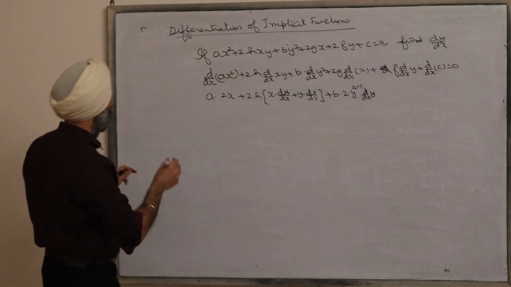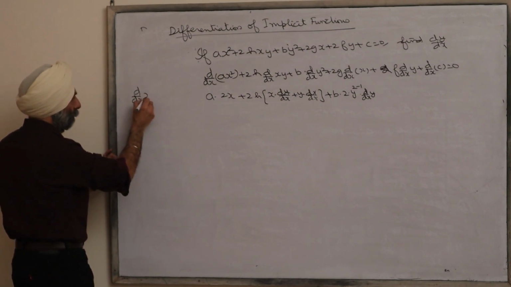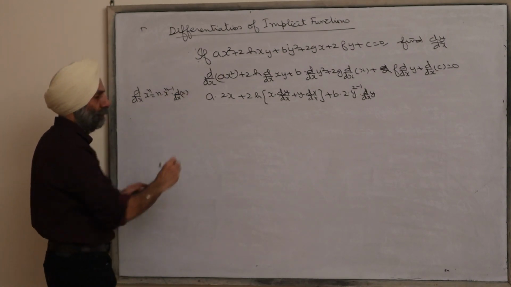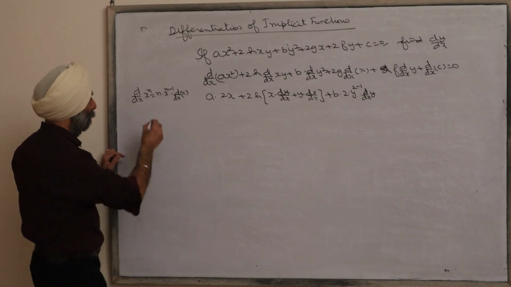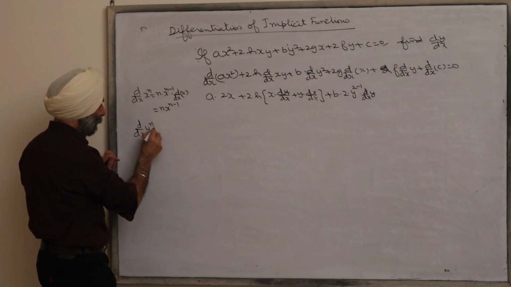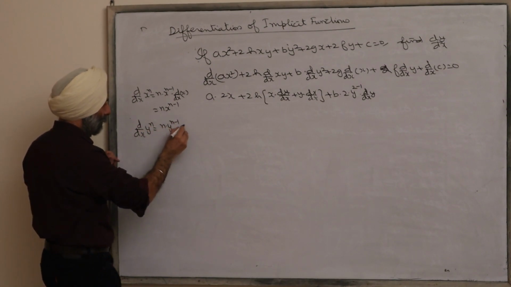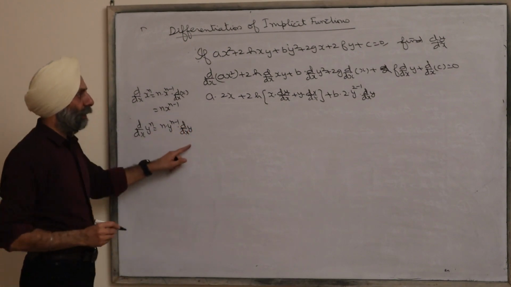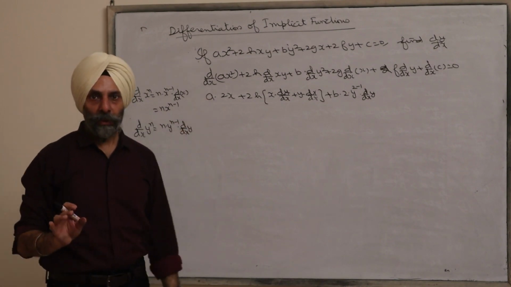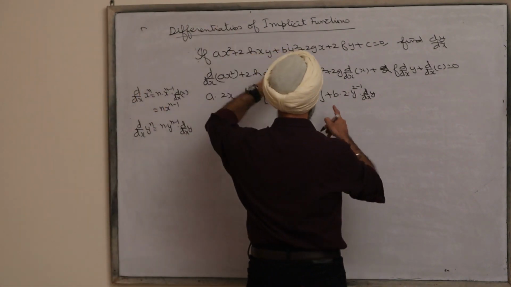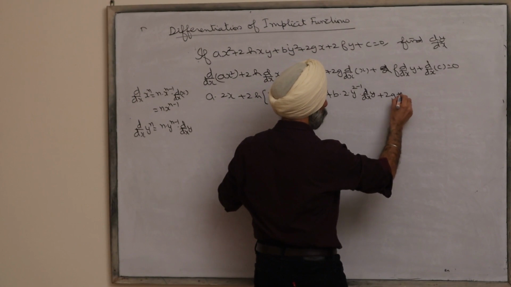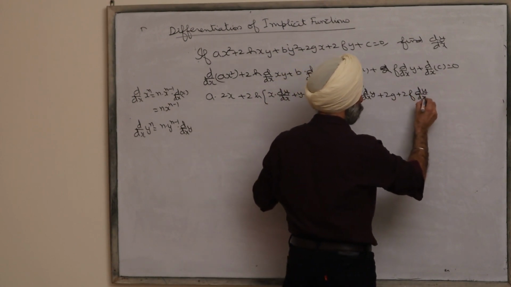Now let me explain this point to you again. The differential of x raised to n is n times x raised to n minus 1 into d over dx of x, and that always comes out to be equal to 1. So we have nx raised to n minus 1. Similarly, when we differentiate y raised to n, it will be n times y raised to n minus 1 into d over dx of y here. This is the thing which you have to keep in your mind while differentiating the implicit function. So plus b into 2y raised to 2 minus 1 into d over dx of y plus 2g plus 2f dy over dx, this is equal to 0.